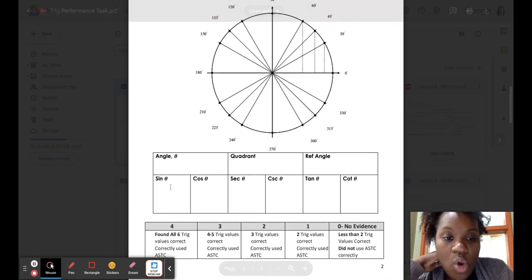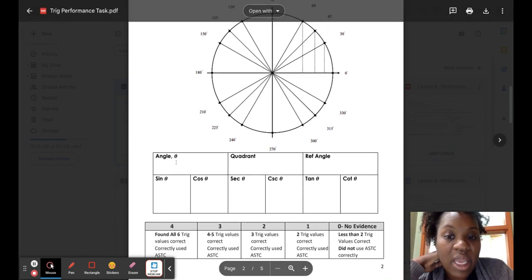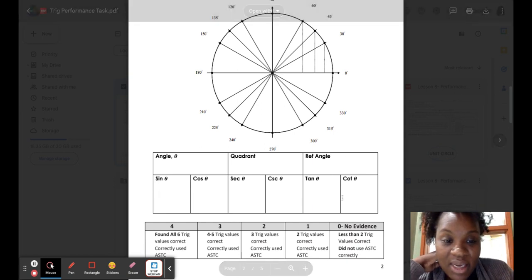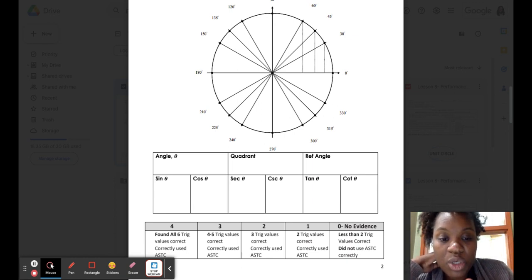All right, so I need all 6 ratios. So the angle that you chose here, the quadrant that you chose here, and the reference angle. If you give me the same exact information as somebody else, you are going to have to do this again. So if you sit at the table with someone, you cannot have the same information.